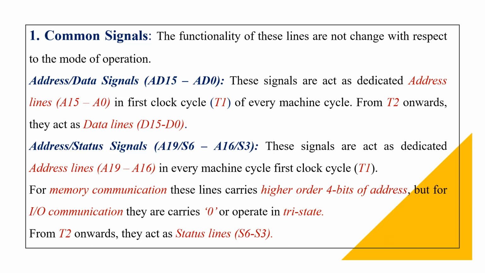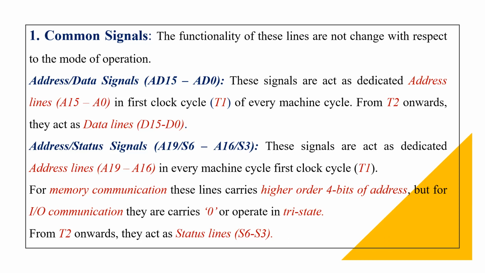But whenever the processor is interacting with IO devices, that is IO communication, these 4 lines may carry a 0 or they simply operate in tri-state. Because in the case of 8086, the IO devices are addressed by using the IO mapped IO scheme. In that particular case, each and every IO device can be addressed with a 16-bit address.